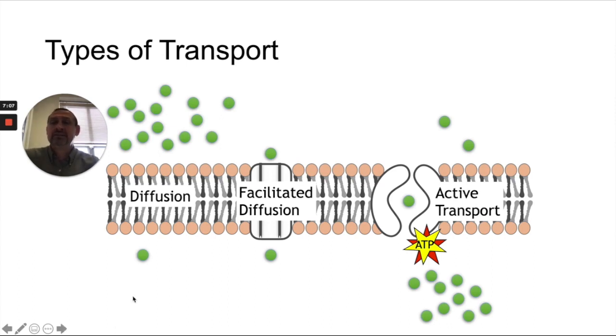Diffusion simply means we're going from an area where there is a high concentration to an area of low concentration, and through that cell membrane, certain things can diffuse. Small molecules can diffuse. Nonpolar molecules can diffuse.